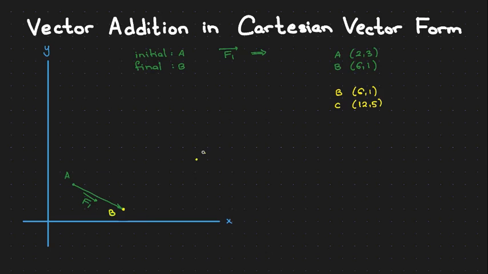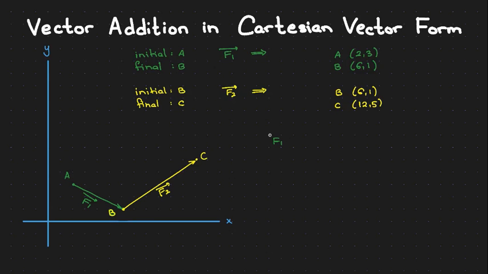It's at this point. And if I were to draw my vector from point B to point C and call that vector F2, what F2 is, it's the vector that specifies the location of point C relative to point B. What I mean by that is the initial position of F2 is at point B and its final position is at point C, just to make things crystal clear.